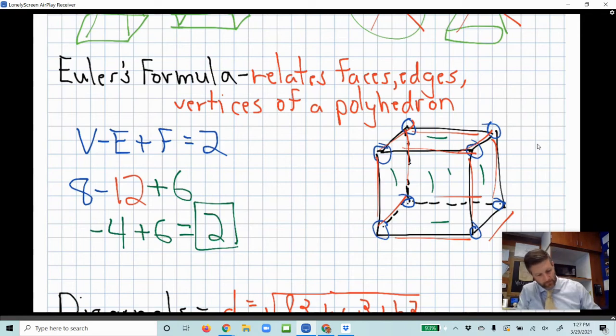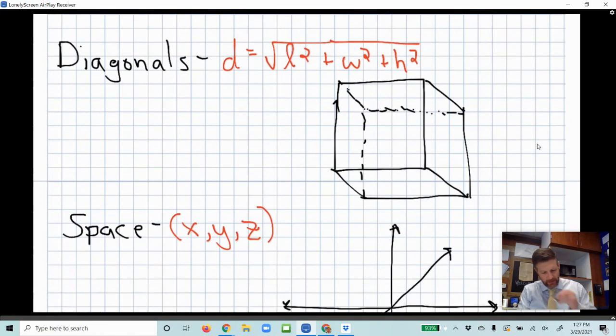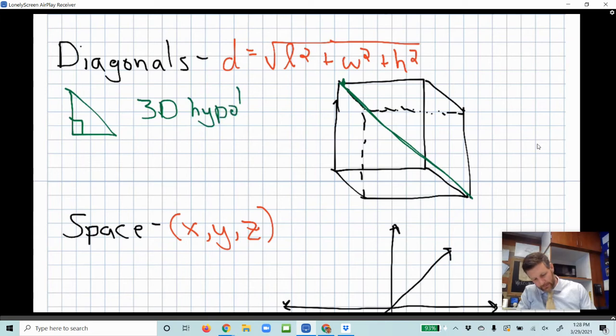Okay. So we move on then, we have diagonals. Within polyhedrons, you have diagonals, which are defined as going from one corner across to the other corner. If you could imagine that in 3D, I'm starting in the back left corner and coming all the way to the right front corner. And just like we found hypotenuses with right triangles in 2 dimensions, now we have a formula that allows us to solve for 3D hypotenuses. That's how I would think of this. The diagonal is like a 3D hypotenuse.